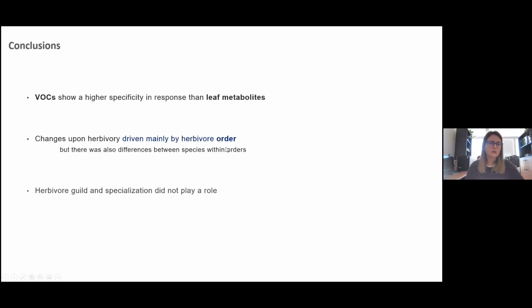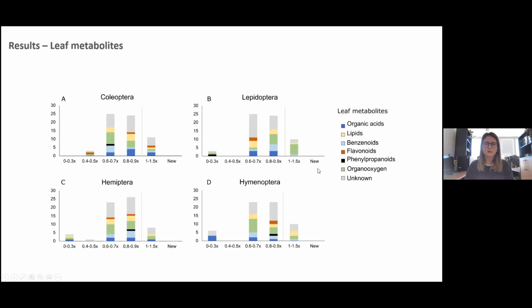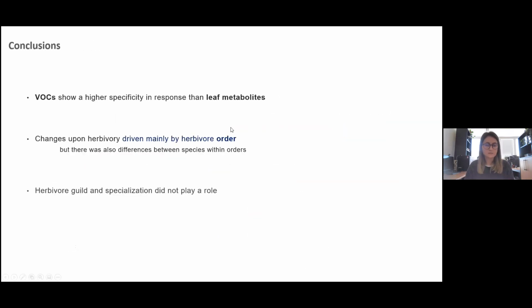So we can conclude that yes, VOCs show a higher specificity in responses when compared to leaf metabolites, and that changes upon herbivory are driven mainly by herbivore order. And also we saw differences between species within the orders. I didn't show any results for Lepidoptera because we only found marginally significant effects. So I'm only showing results for Coleoptera here. And herbivory guild and specialization did not play a role.